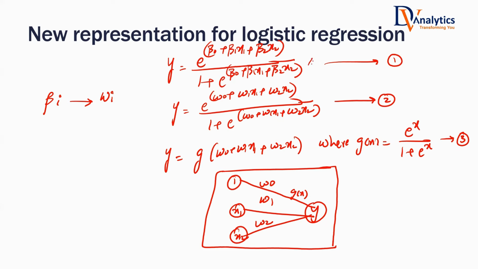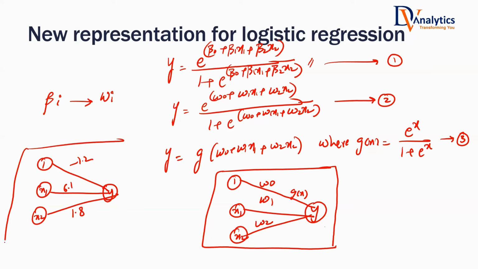This is your logistic regression line that we generally know outside, but in artificial neural networks it is represented like this. That means in future, if you have a logistic regression, it will appear like this: x1, x2, y, with, let's say, minus 1.2, 6.1, 1.8. Now this is a logistic regression line. If I ask you, what is the intercept value? What will be your answer? Intercept means beta naught. Beta naught is w naught. What is the w naught value here?